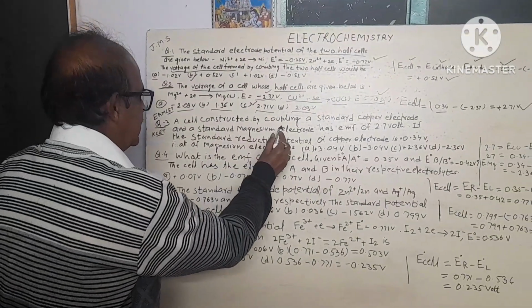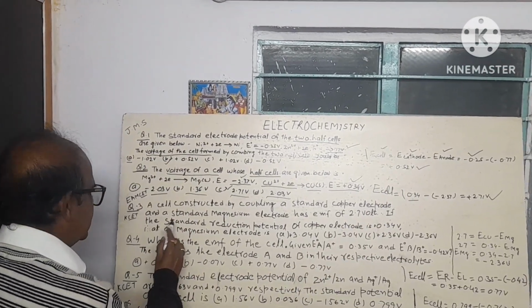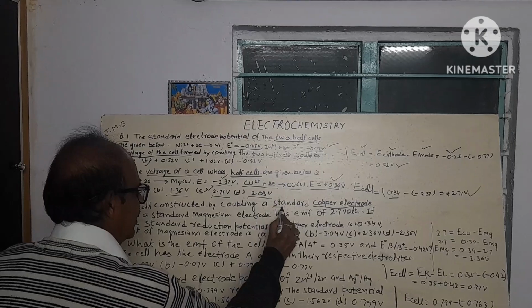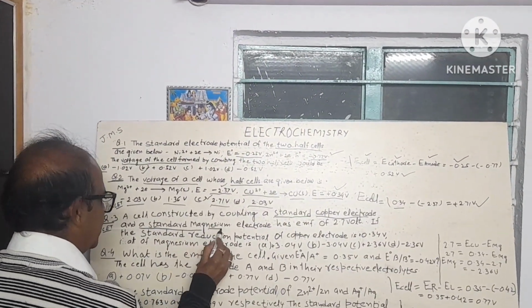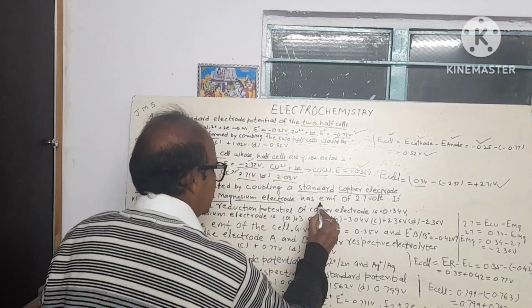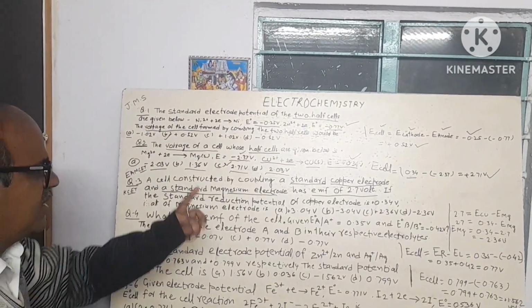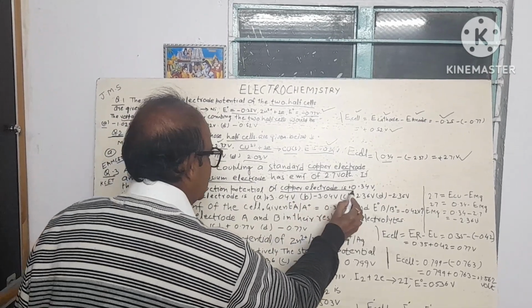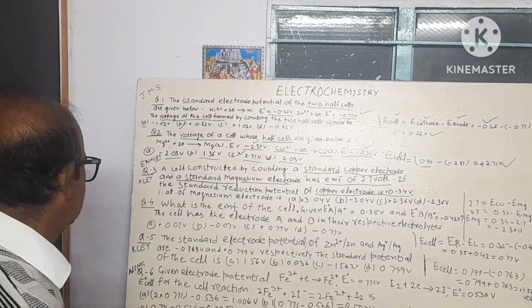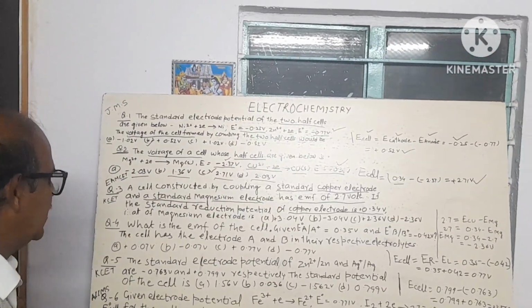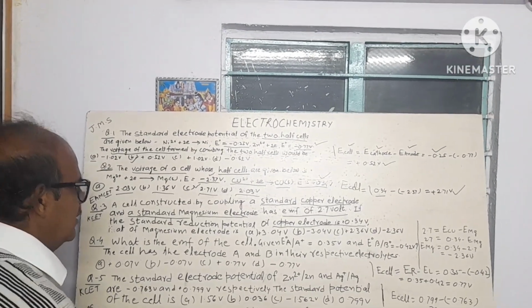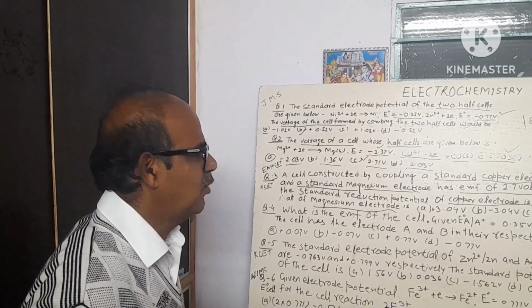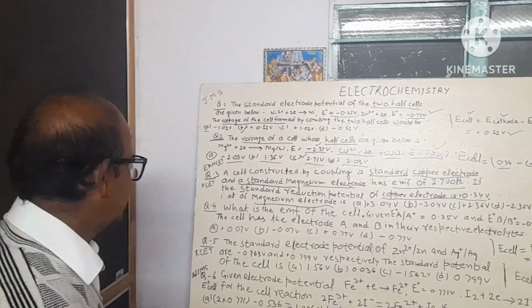A cell is constructed by coupling a standard copper electrode and a standard magnesium electrode. Two electrodes are used, and the cell EMF is given as 2.7 volt. If the standard reduction potential of the copper electrode is 0.34 volt, you have to calculate the magnesium electrode. Out of the three things, you know two, so you can calculate the third very easily by following the same formula.